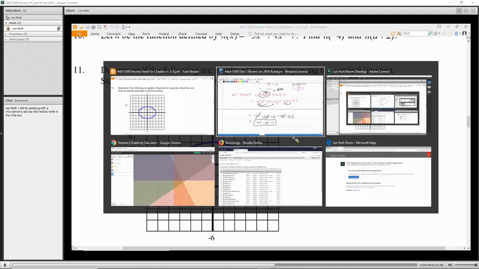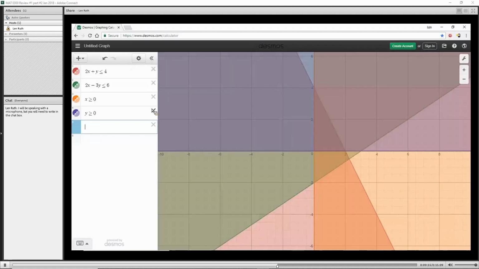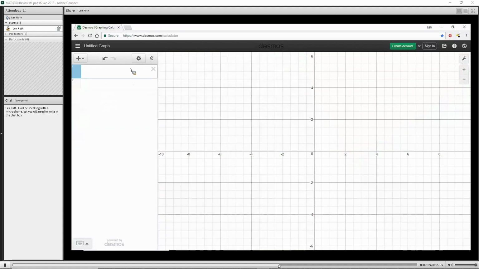So let me start by re-entering that on Desmos, if I can find it. There we go. It turns out the equation for this, you don't need to know this. It turns out this is the equation.